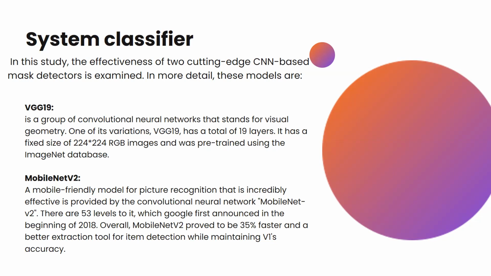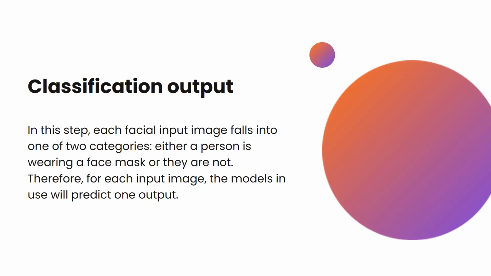As for MobileNet version 2, this was created to provide the opportunity to build computationally low-powered deep learning models for mobile-related systems. MobileNet version 2 is a productive extraction tool for mobile. And lastly, we have the classification output. This step provides a category where each input falls into. We can understand that the model anticipates one output for each image.